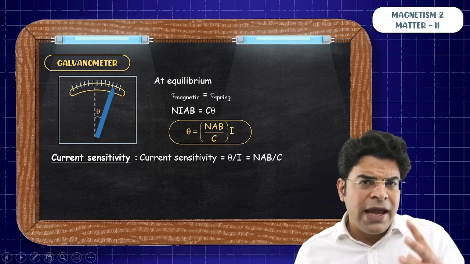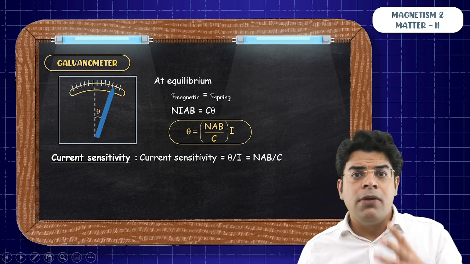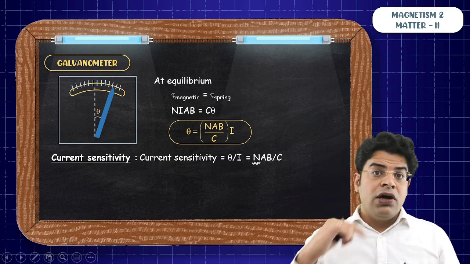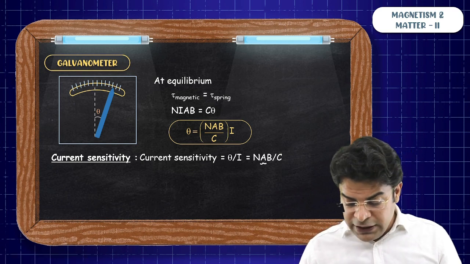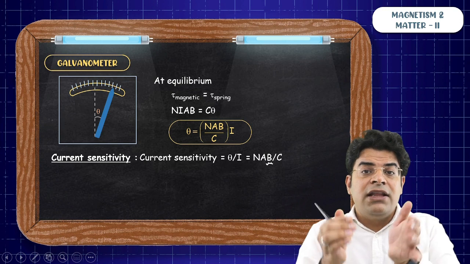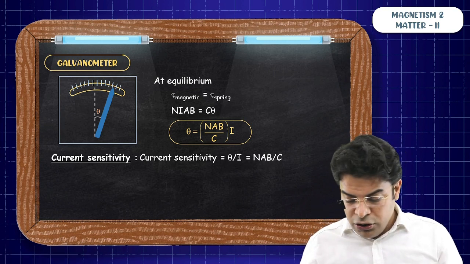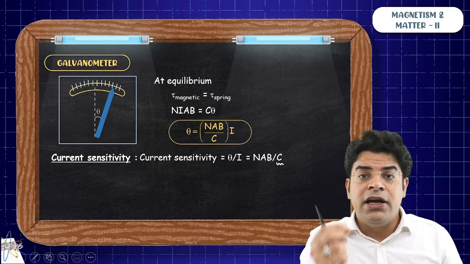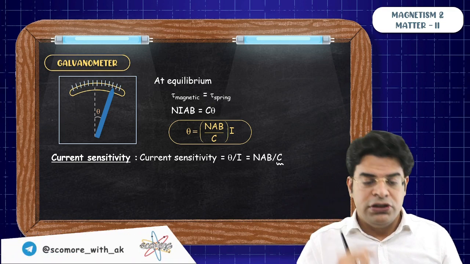So as to make a galvanometer more current sensitive, you should increase the number of turns in the coil, you should increase the area of the coil, you should increase the strength of the magnets, or you should replace the spring with another spring of lower torsional constant.